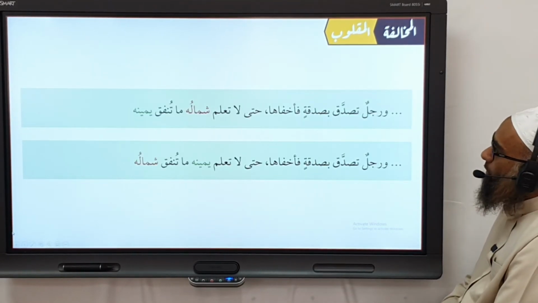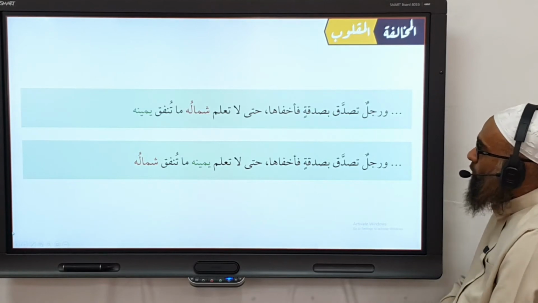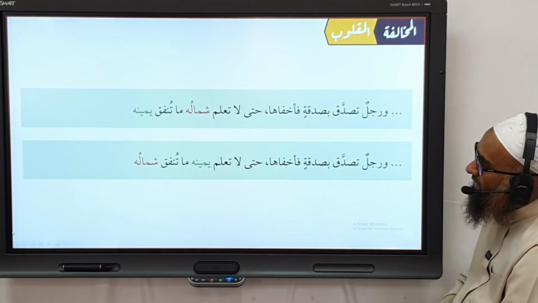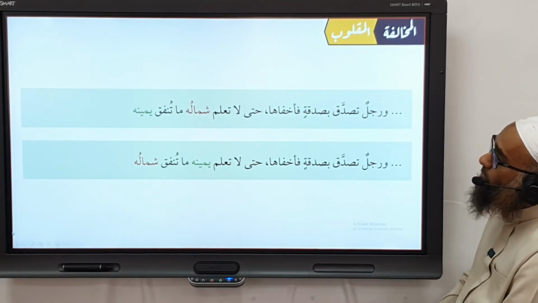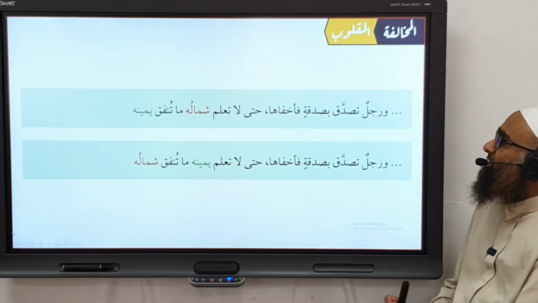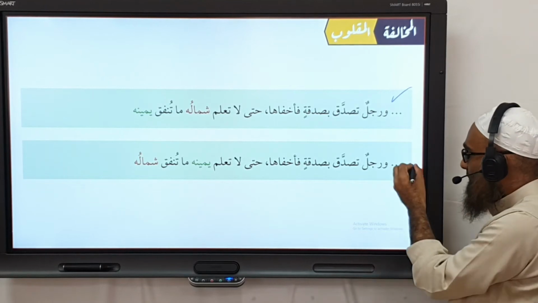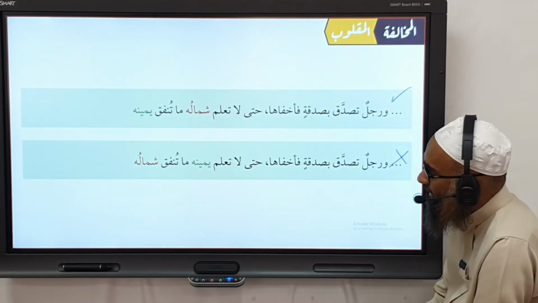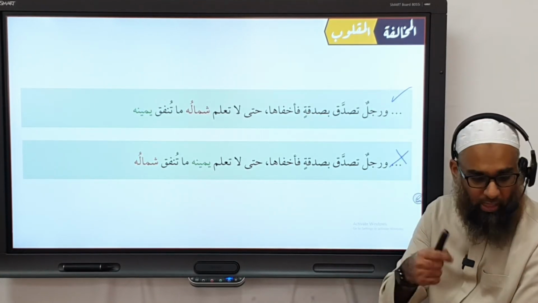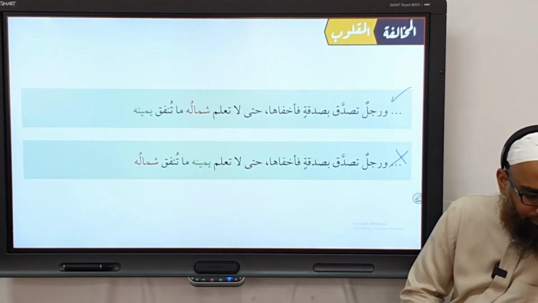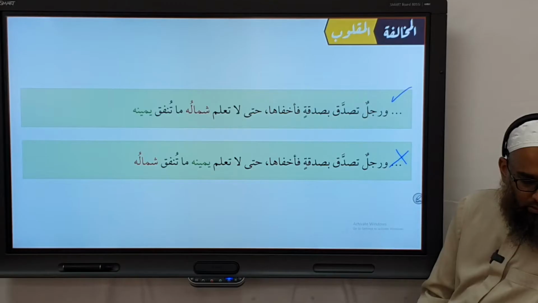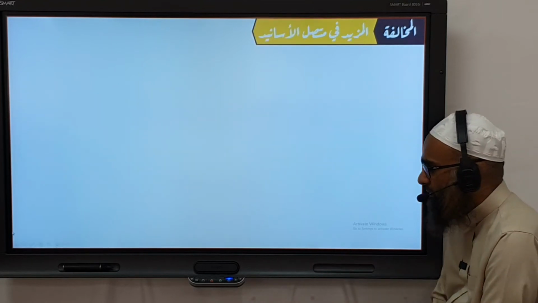Another example we did by Qunya was what? We have رجل تصدق بصدقة فأخفاها حتى لا تعلم شماله ما تنفق يمينه. That's the sahih. You give with your right hand and the left hand doesn't know. But the qalb version, the mistaken version, is what? لا تعلم يمينه ما تنفق شماله. This is a qalb from the rawi. So we've done that before, no need for kalam in here.